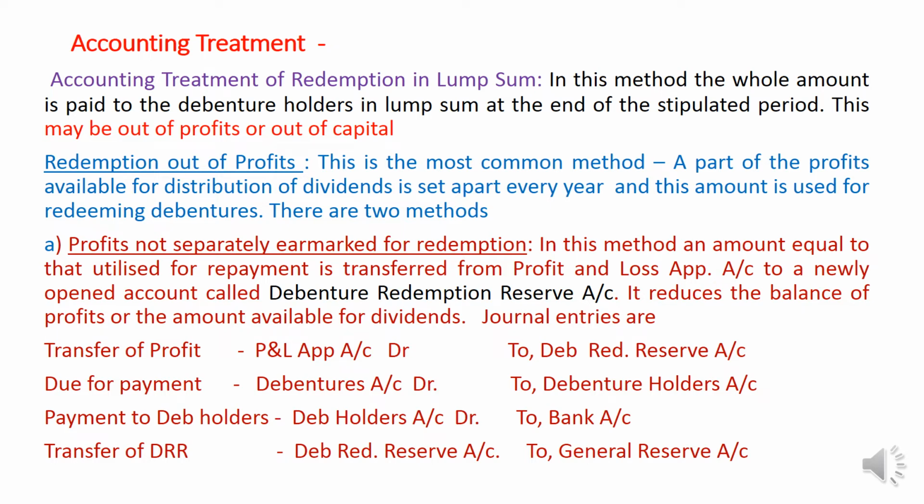The thing to note is that the amount transferred from the profit and loss appropriation account, that is appropriation of profit, can be used for redemption of debentures. In this situation also there are 2 methods. First one, profit not separately earmarked for redemption. That means an amount equal to that utilized for repayment is transferred from profit and loss appropriation account to a new account called debenture redemption reserve.